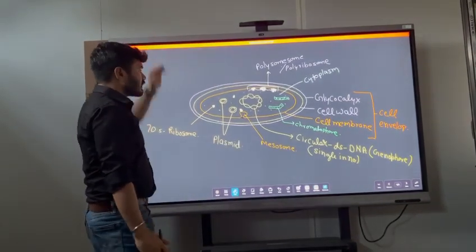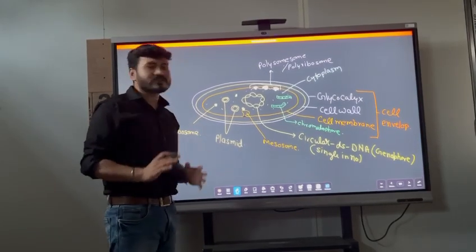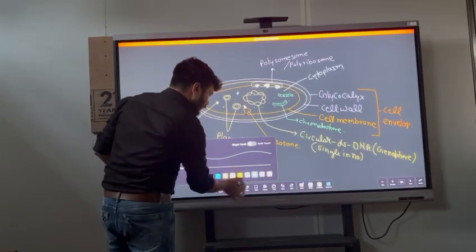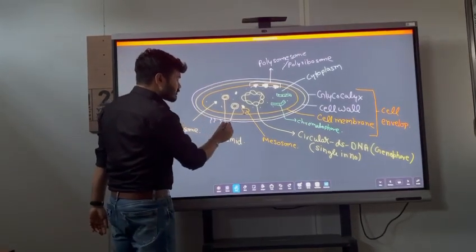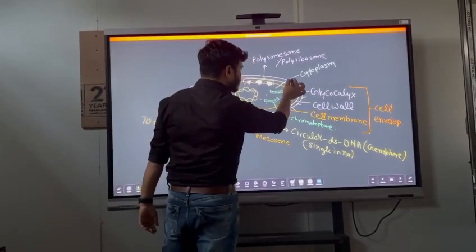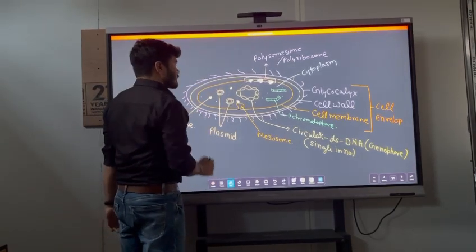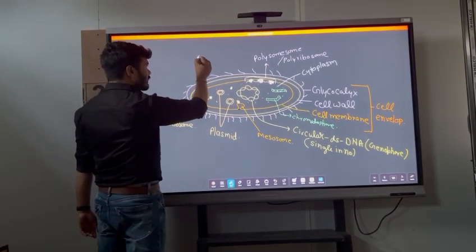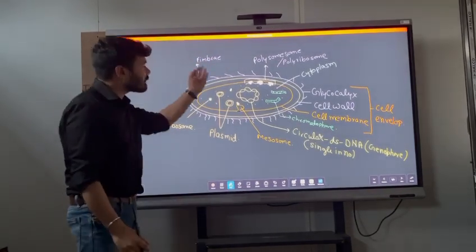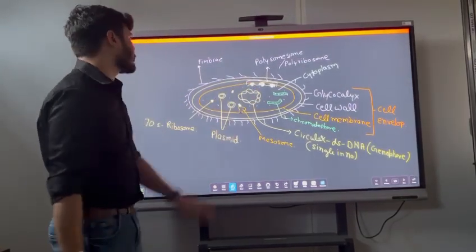Now we are going to discuss some surface structures. We have three surface structures here. Very small bristle-like structures are present on the surface of bacteria. This bristle-like structure is the fimbriae, and it helps to make attachment with the substratum.